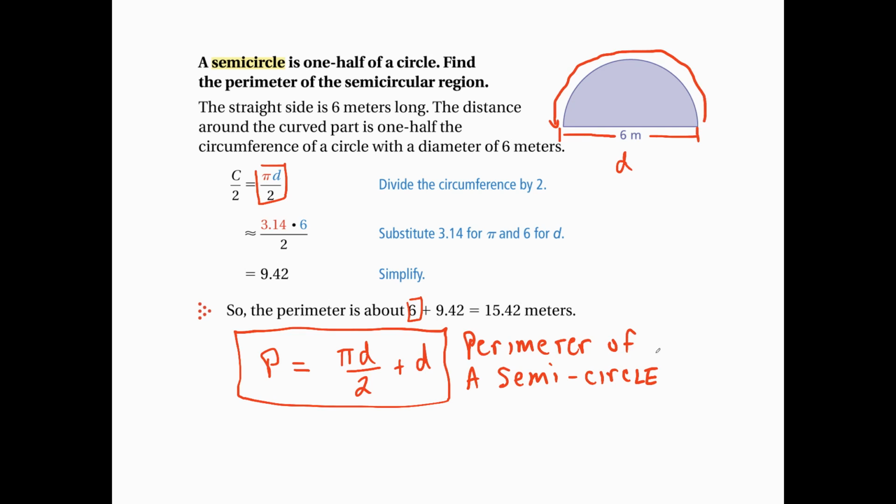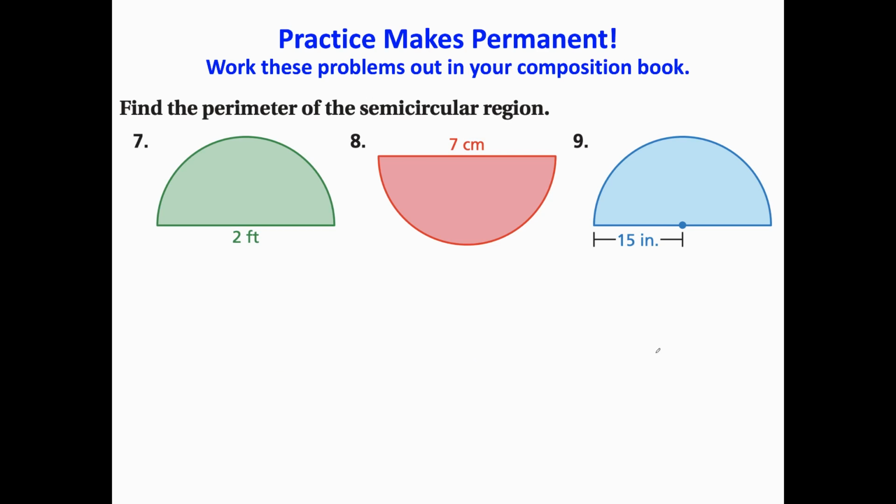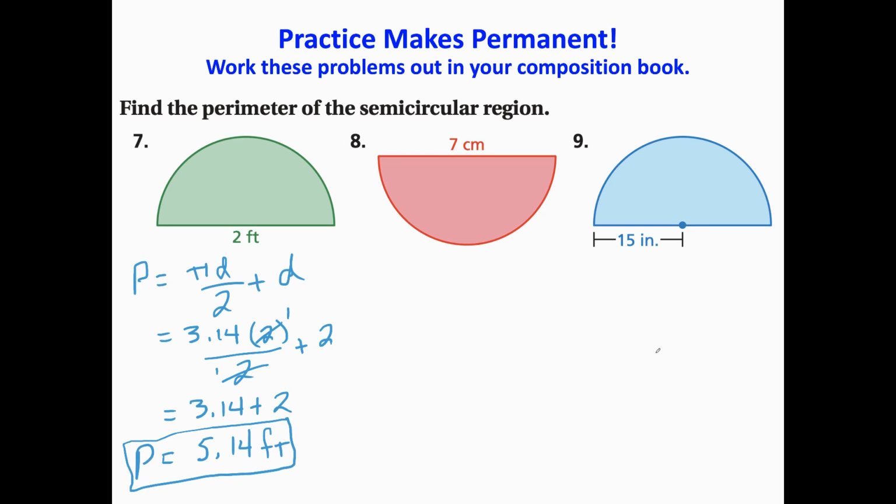Okay, so we're back, and let's see what we got now. We got some practice. All right, find the perimeter of the semicircular region. So I'm going to stop the video so you can work these problems out in your composition book. Okay, we're back. Let's go through the answers. Notice how I write that formula down. I always do that first. Write the formula down you're going to use, plug in the values, and just work it out.